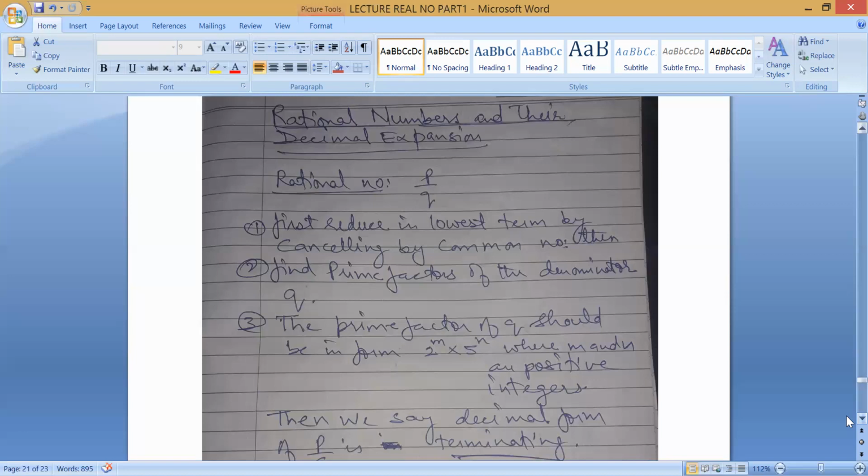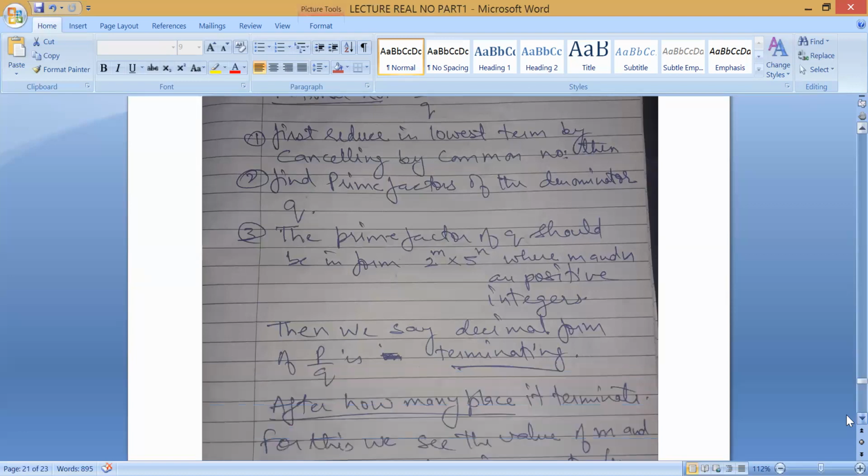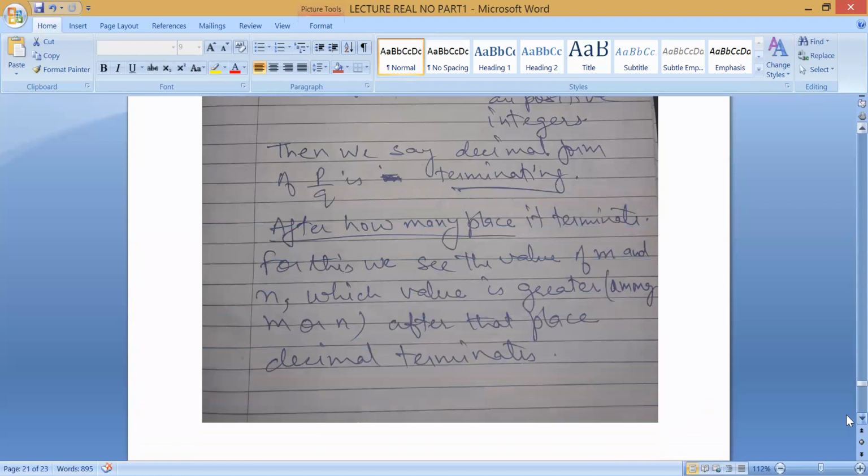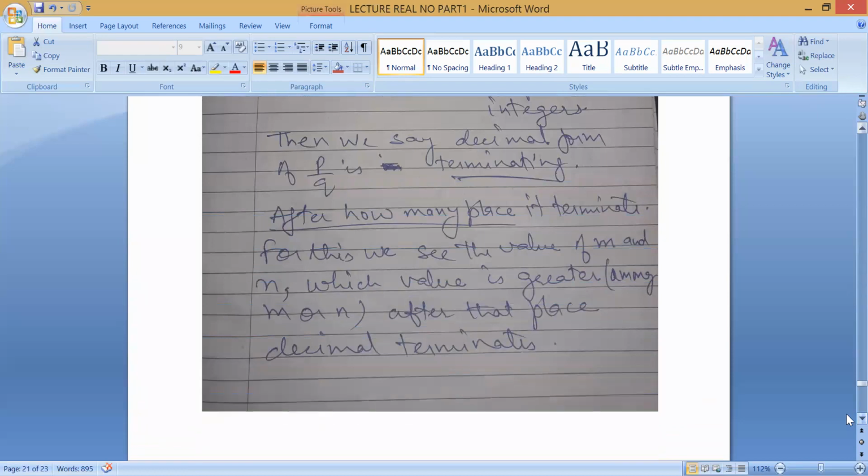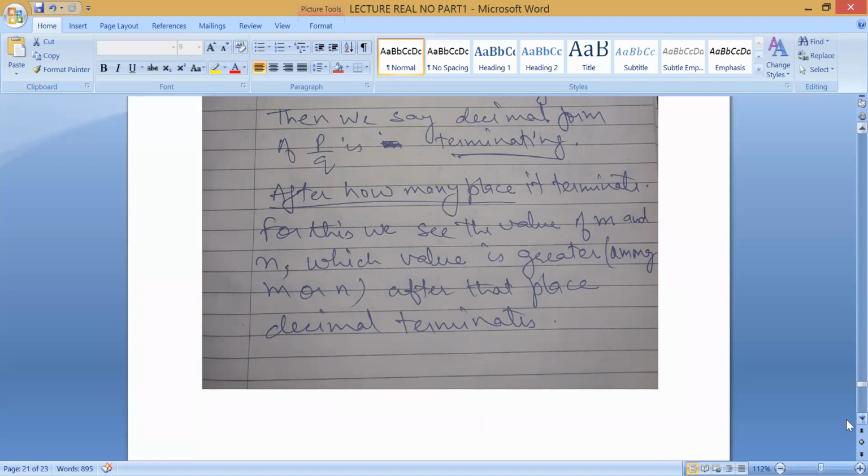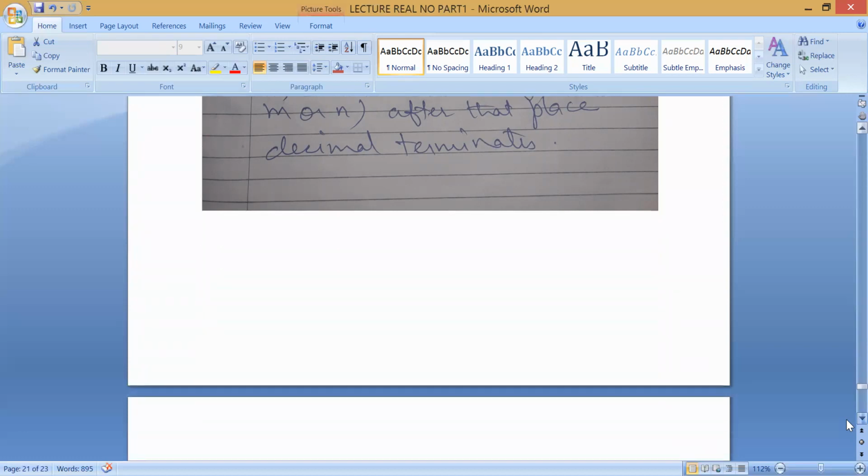Then we say the decimal form of p upon q is terminating. So, after how many places will it terminate? For that, what you have to do? You have to find out the values of m and n, and see which value is greater among m or n. After that many places the decimal terminates.